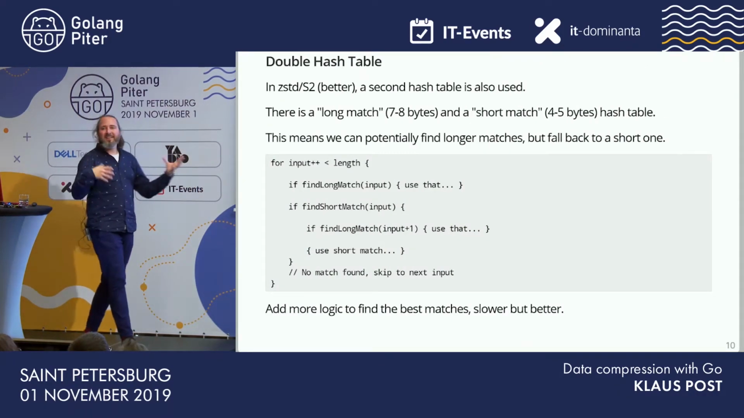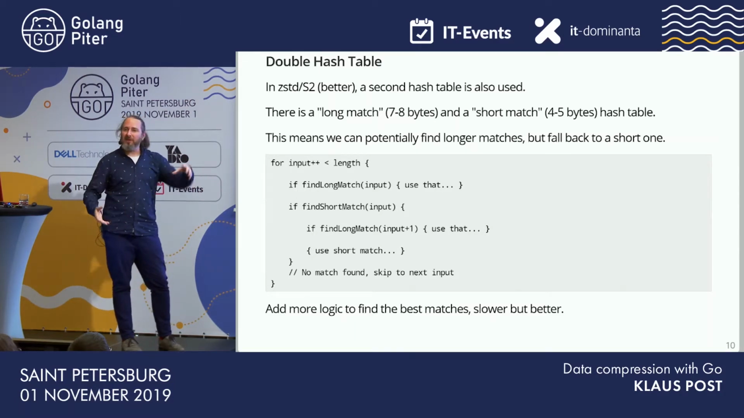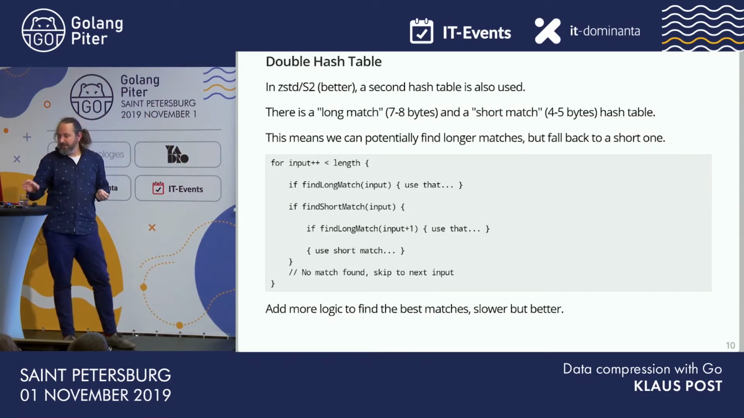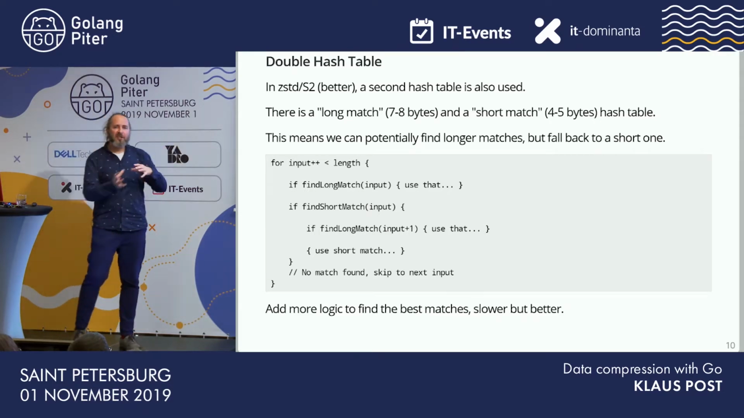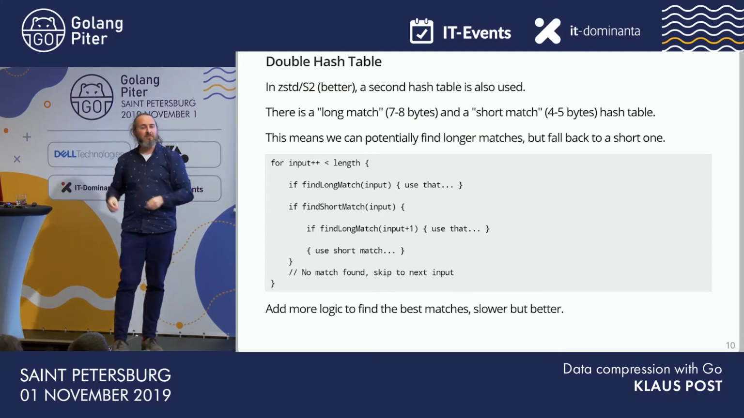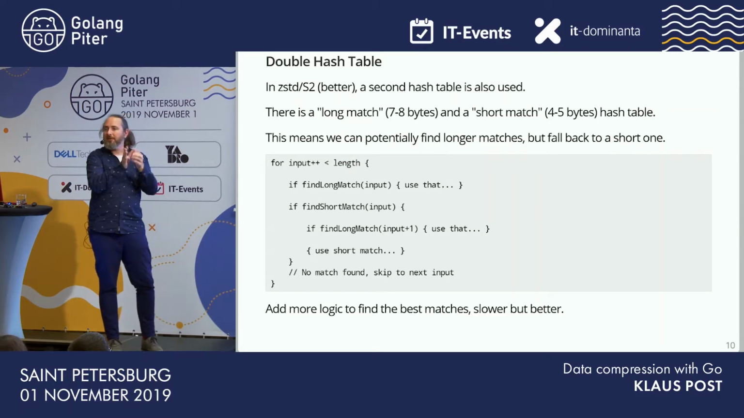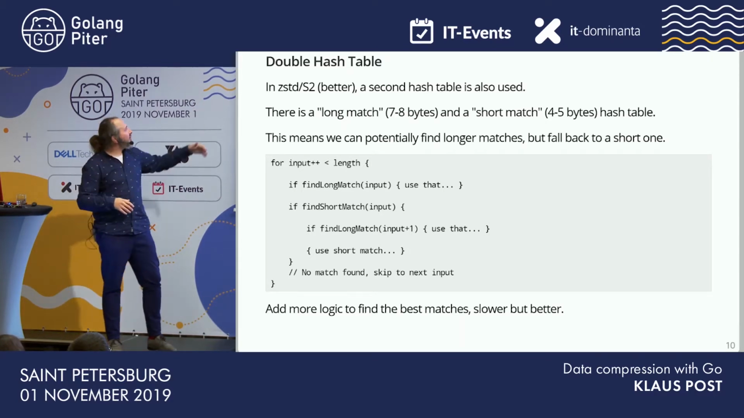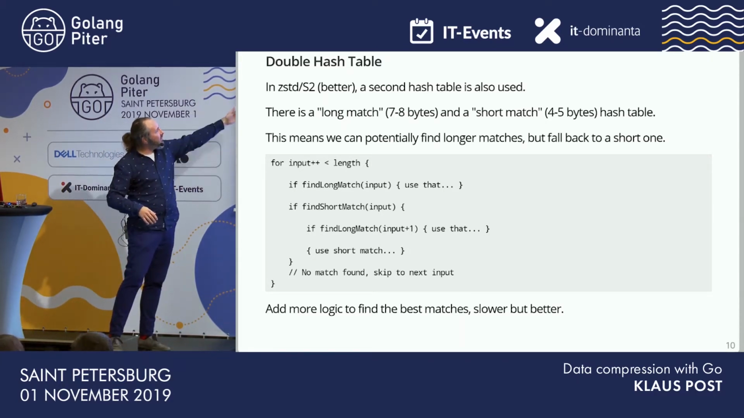Good. So one of the things that is very common to do is to have two hash tables, which is something I first saw in C standard. It has a long hash table with hashes of up to 7 bytes at the time, so it's able to find quite long matches, but it also has a shorter one. I think this is 4 or 5 bytes, I can't actually remember. But basically, it allows you to do stuff, so we run through our input.